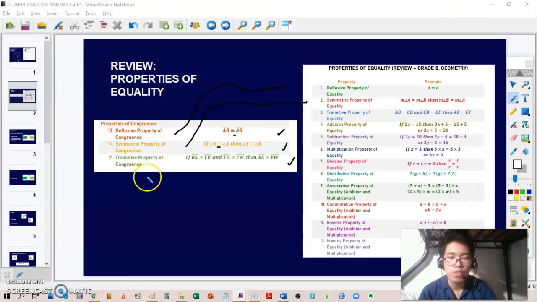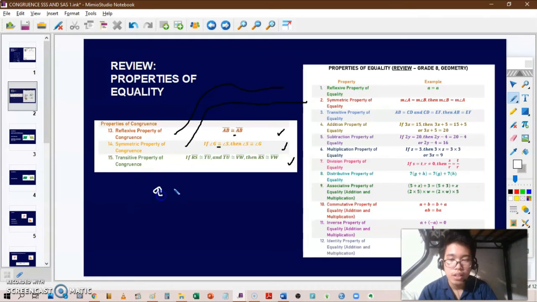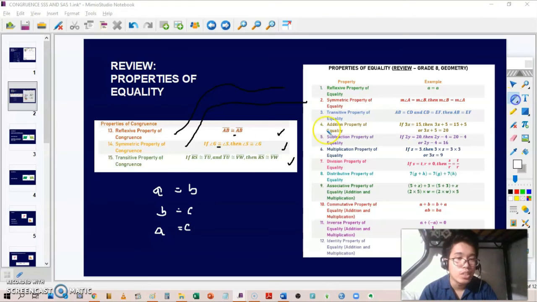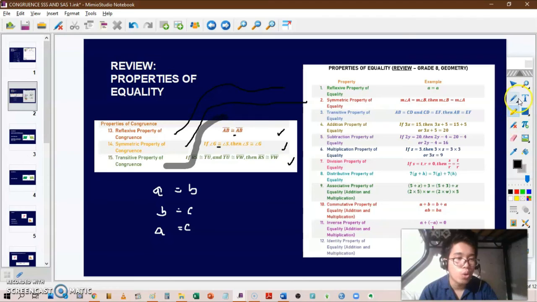The transitive property of congruence works like this: if A is equal to B and B is equal to C, then A is equal to C. So that also works like the transitive property of equality. They all share the same properties, but for congruence, instead of an equal sign, we have the congruent sign. So that's basically the foundation of the two-column proofs that we're going to use for our subject here in geometry.